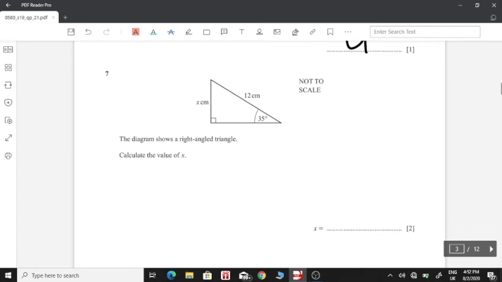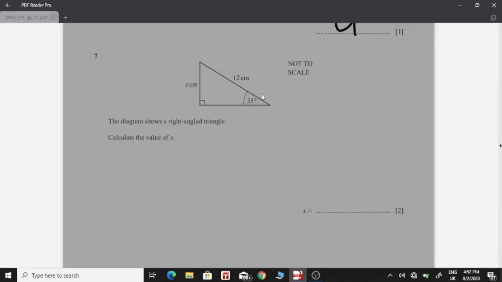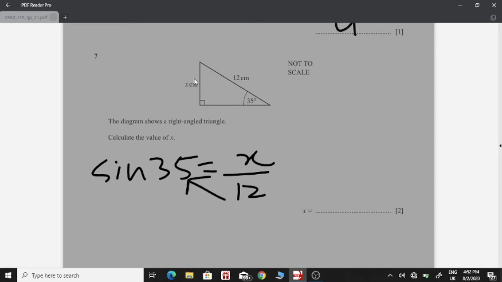Question number 7. The diagram shows a right angle triangle. Calculate the value of x. So x over here is the opposite side and we have the hypotenuse. So we're going to be using sine given the sides are opposite and hypotenuse. So sine 35 degrees is equal to opposite, which is x, divided by 12. So we'll multiply 12 by sine 35 and we get the answer as 6.88.